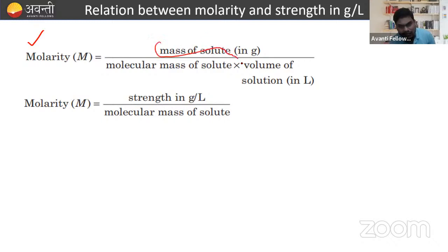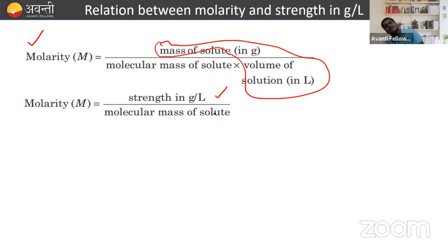This term here is known as strength in gram per liter. So strength in gram per liter divided by the molecular mass of the solute is also known as molarity. So in some questions, if the strength is given in gram per liter, and you divide it by the molecular mass, then you get the molarity as well. So this is the relationship between the molarity and strength in gram per liter. I hope this is clear to you.